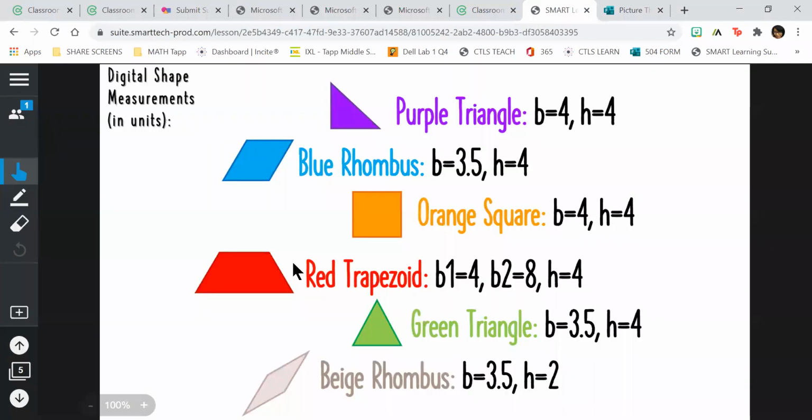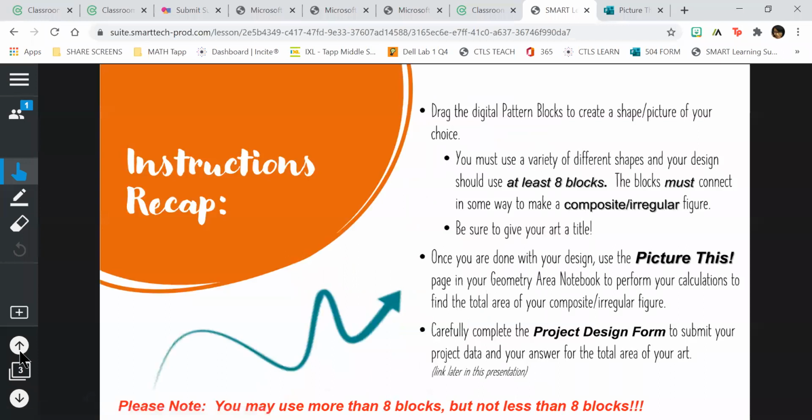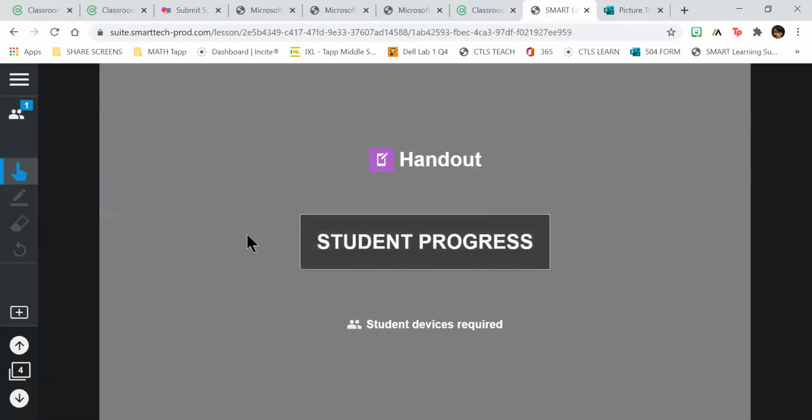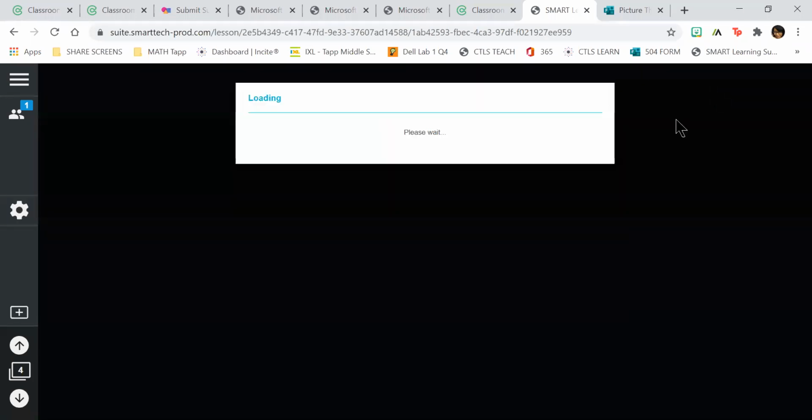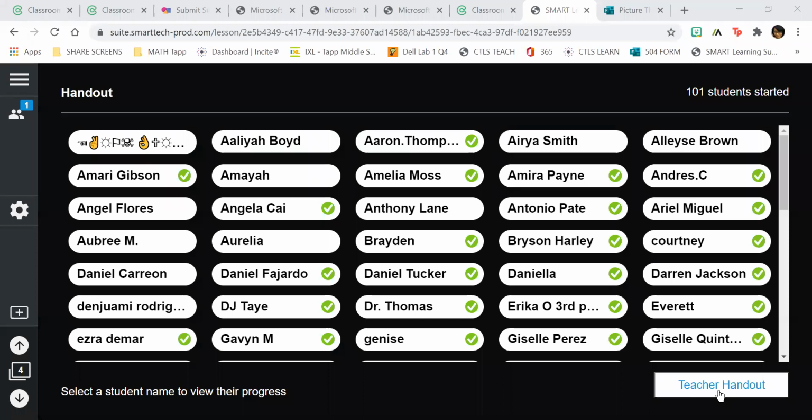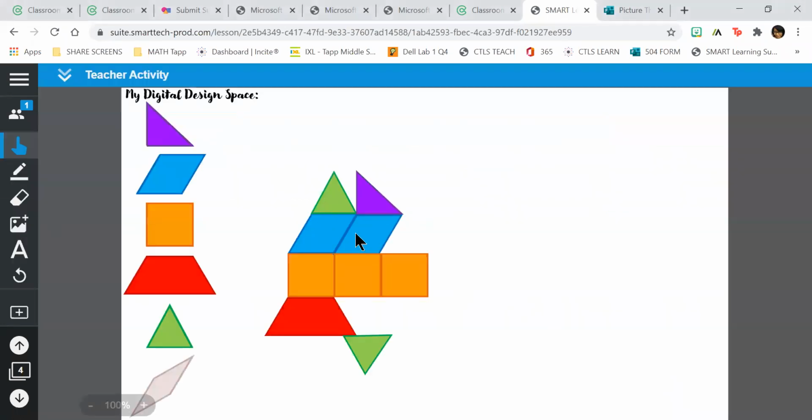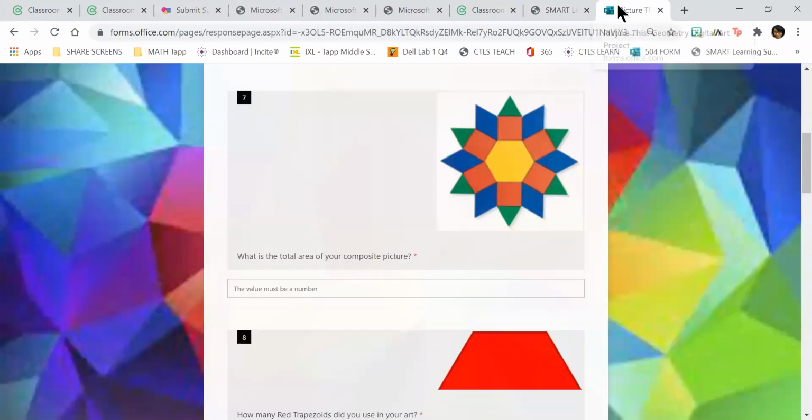So what that means is when I was working on my page here, let me see. Let's look at what mine is. When I was looking at this, I had to calculate the area of this triangle and this triangle and this rhombus and this rhombus and this square and this square and this square and this trapezoid and this triangle, and then add all of that together. So let's say that I said that my total area was 121.